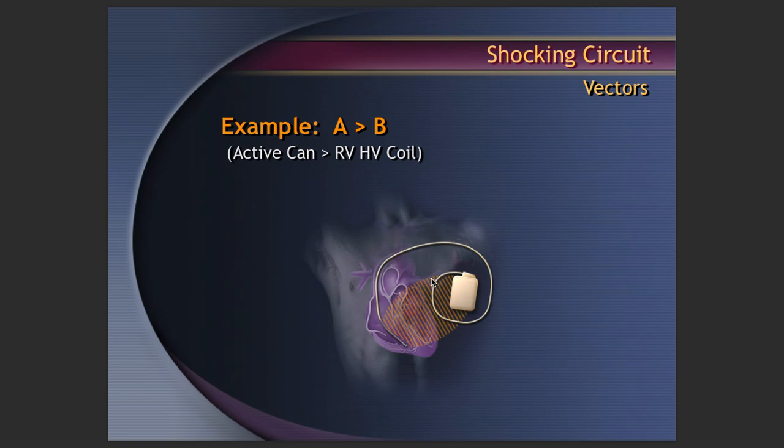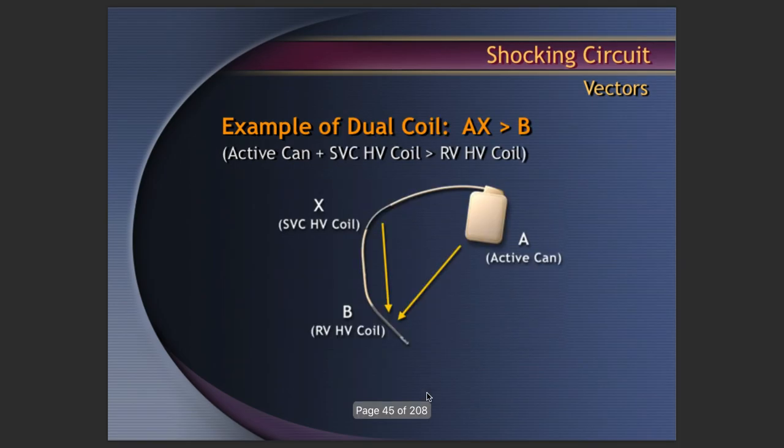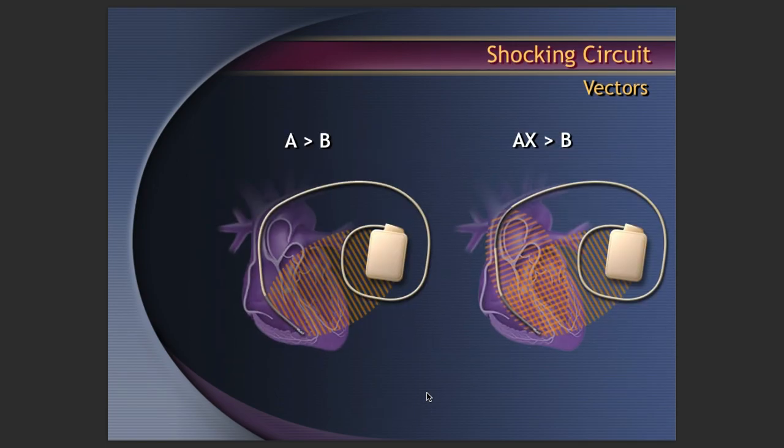These are some of the examples of the different vectors which are being used in the different types of ICD. Similarly, you can see the shocking circuit using the different vectors in this clear diagram very well.